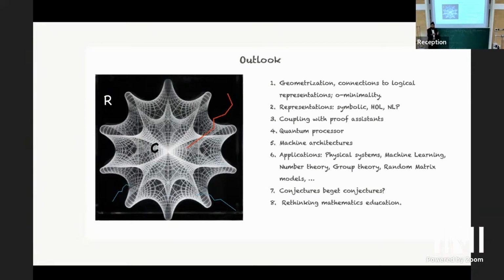Thanks to some of the interesting questions we have already touched upon. Point number 7: what is the role of conjecture? One conjecture might be implied by another, and there might be webs of conjectures that can be studied through this.